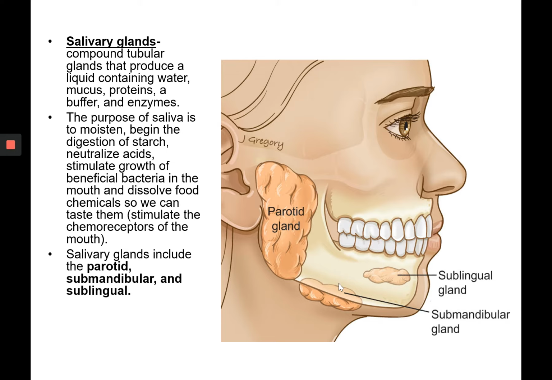So saliva has a couple of different functions. It contains enzymes, buffer systems, and mucus, but it also contains a high amount of water. The parotid gland is going to be in front of your ear. The submandibular gland is going to be under the mandible, and the sublingual gland is under the tongue.